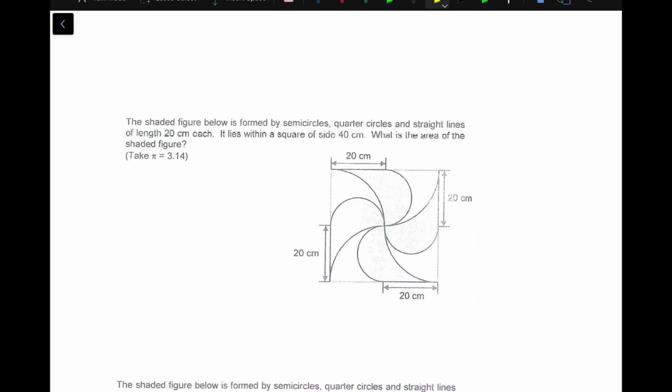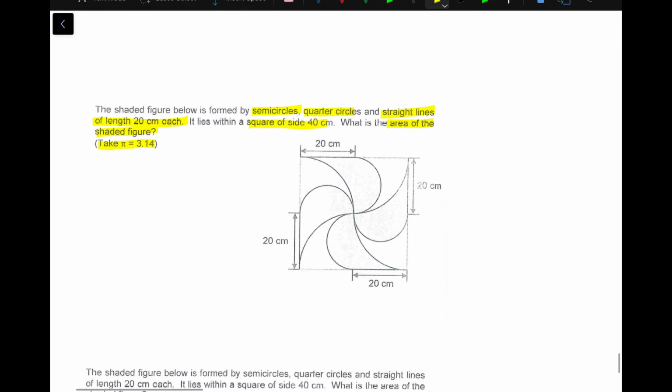The shaded figure below is formed by semicircles, quarter circles, and straight lines of length 20 centimeters each. It lies within a square of side 40 centimeters. What is the area of the shaded figure? Take pi to be 3.14.